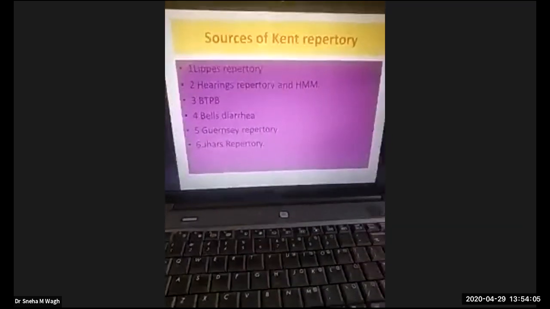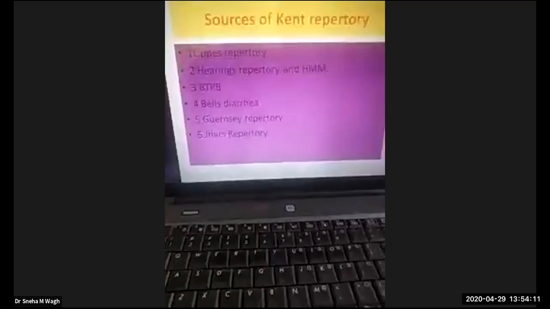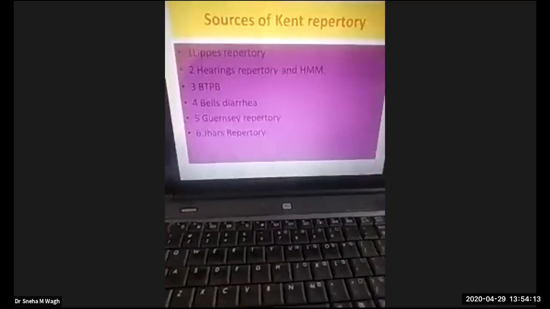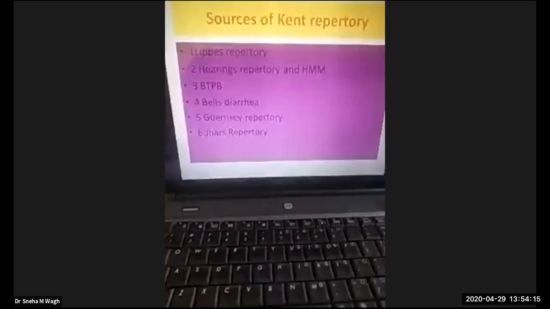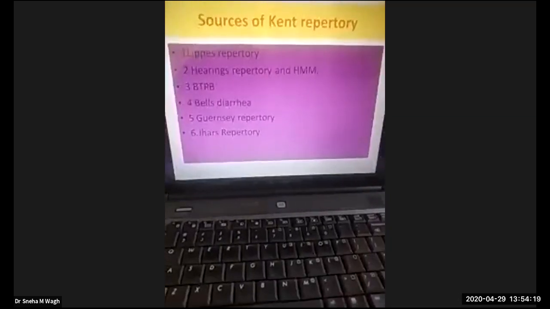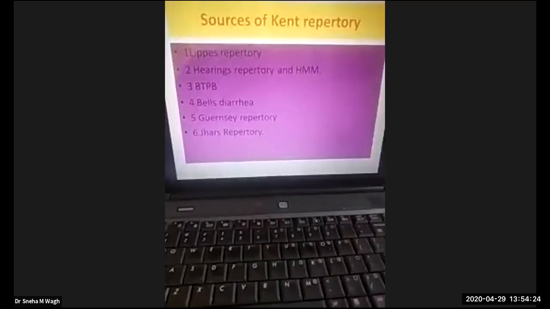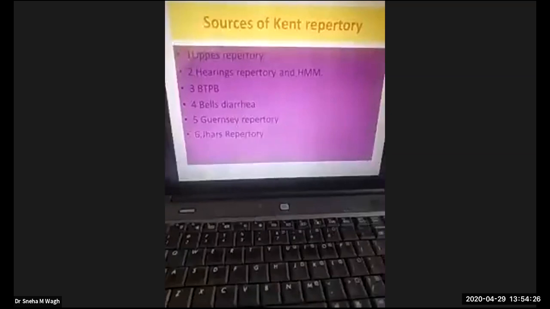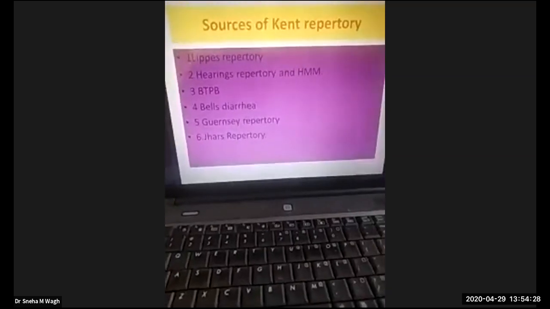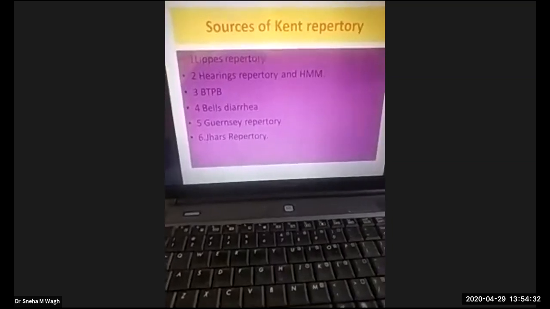So the collection of books which Kent followed was, first, Lippe's Repertory, then Herring's Repertory and Materia Medica, then Boenninghausen's Therapeutic Pocket Book. He also followed all of Boenninghausen's writings. Then Bell's Diarrhea, Guernsey's Repertory, Jahr's Repertory. So these were some sources of Kent's Repertory.